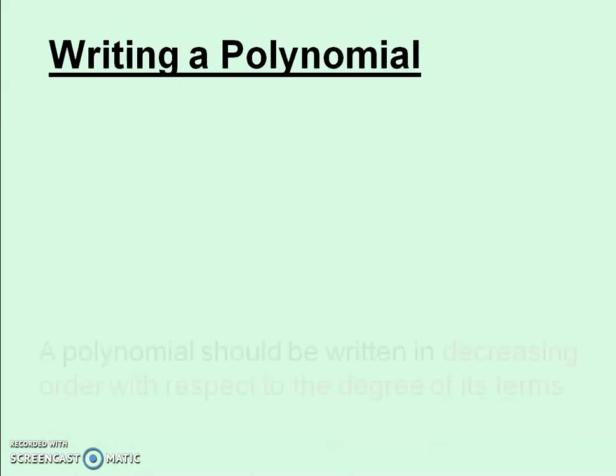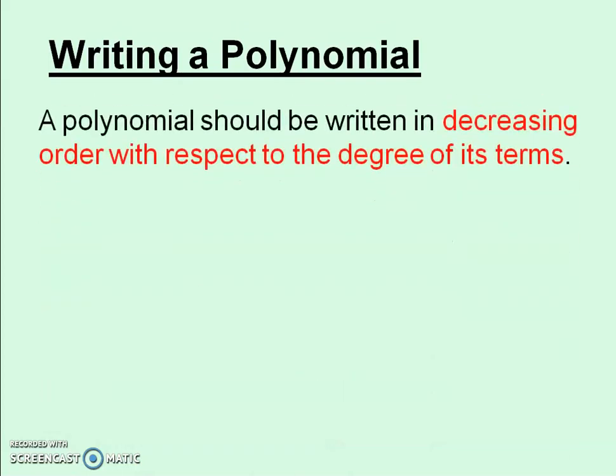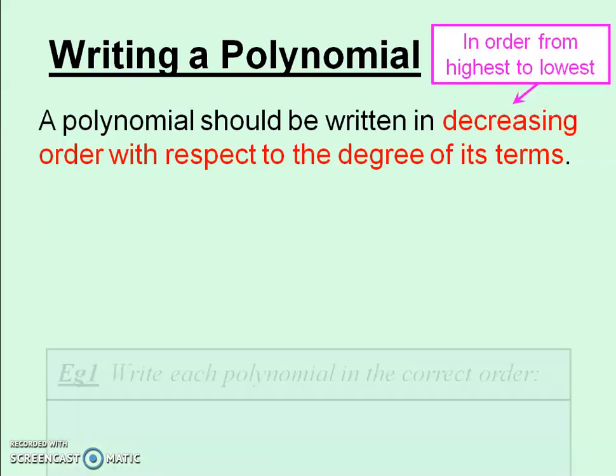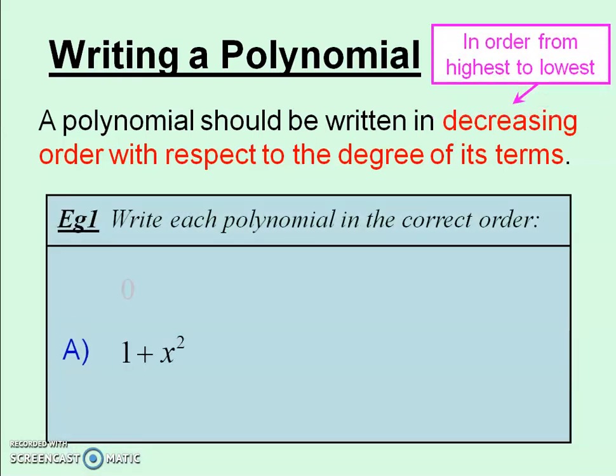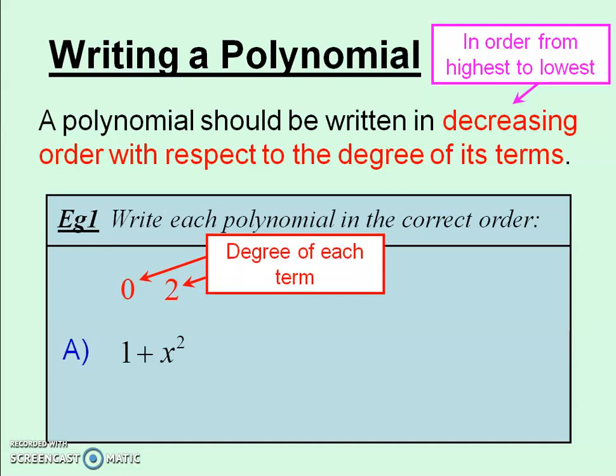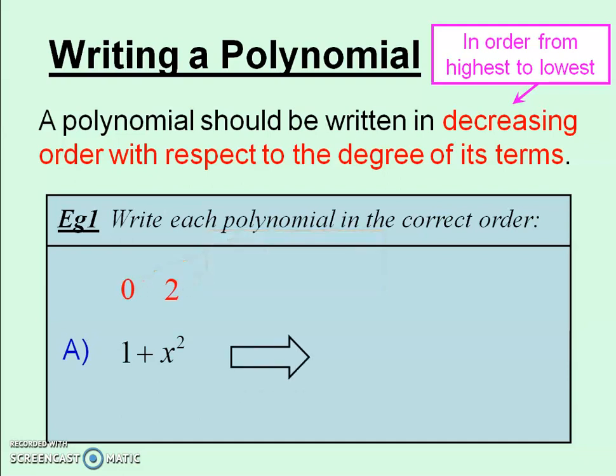And the last thing is a convention. Whenever you write a polynomial, it should be written in decreasing order with respect to the degree of the terms. That means that a proper polynomial should be written like this, where the highest degree term is first, and that's a convention that we will follow. And that's it for the introduction to polynomials.